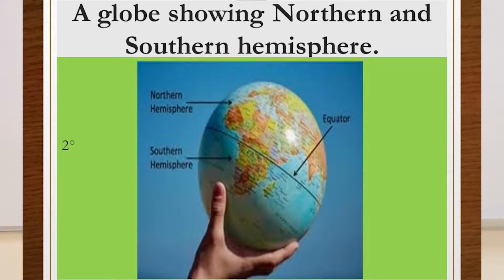So we have the equator as the major line of latitude. Then above the equator, you can see we have the northern hemisphere, and below the equator, it is called the southern hemisphere. So distance increases as one moves from the equator towards the north from 0 degree up to 90 degrees. The same applies to the southern hemisphere.